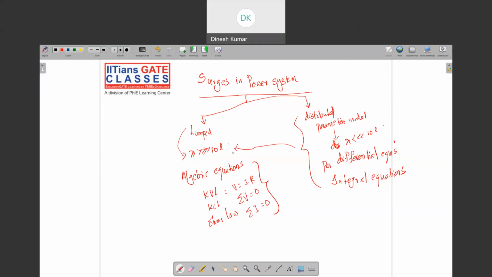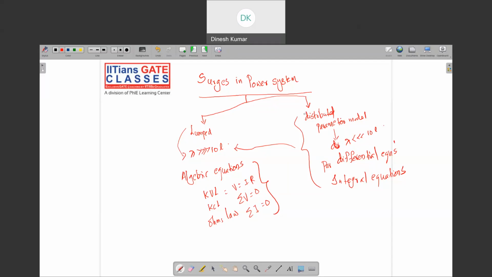Since we are at power frequency, the wavelength is very, very large. That's why we are not worrying about distributed parameters. But at very high frequencies, we still have to consider the distributed system. Then only our analysis will be correct.